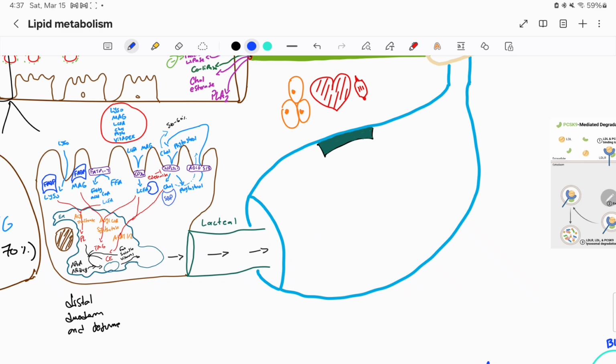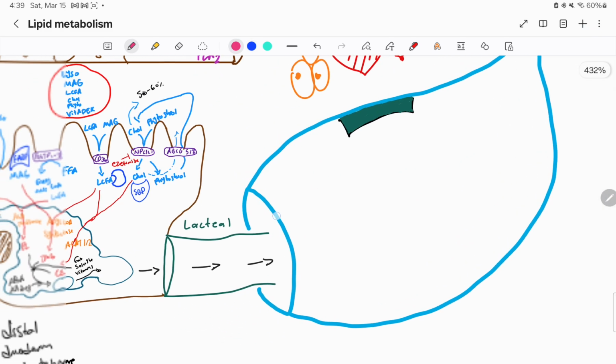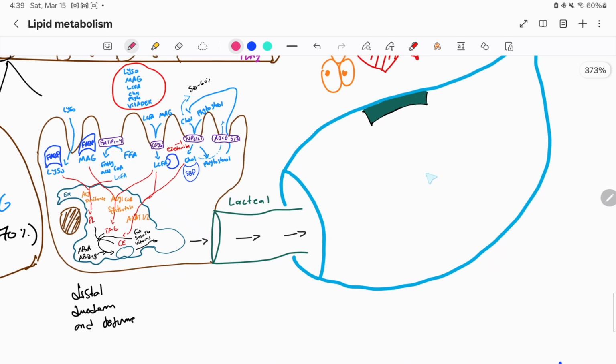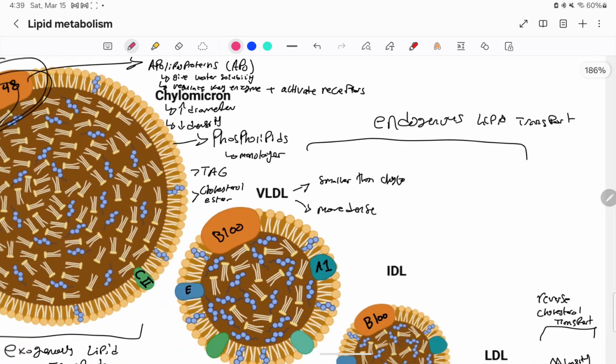So now we're going to look at what happens to this chylomicron as it's making its way into the circulation, and actually as it is in the circulation. All right, guys. So a little bit more about this chylomicron now. Before we go ahead and draw the pathway, let me tell you something.